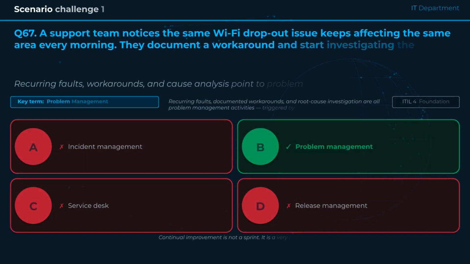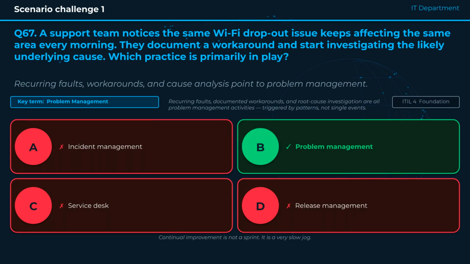The correct answer is B. Problem management. Recurring faults, documenting workarounds, and root cause investigation are all key activities in problem management. These actions are triggered by patterns of events or incidents, not single occurrences. Recurring faults, workarounds, and cause analysis point to problem management.